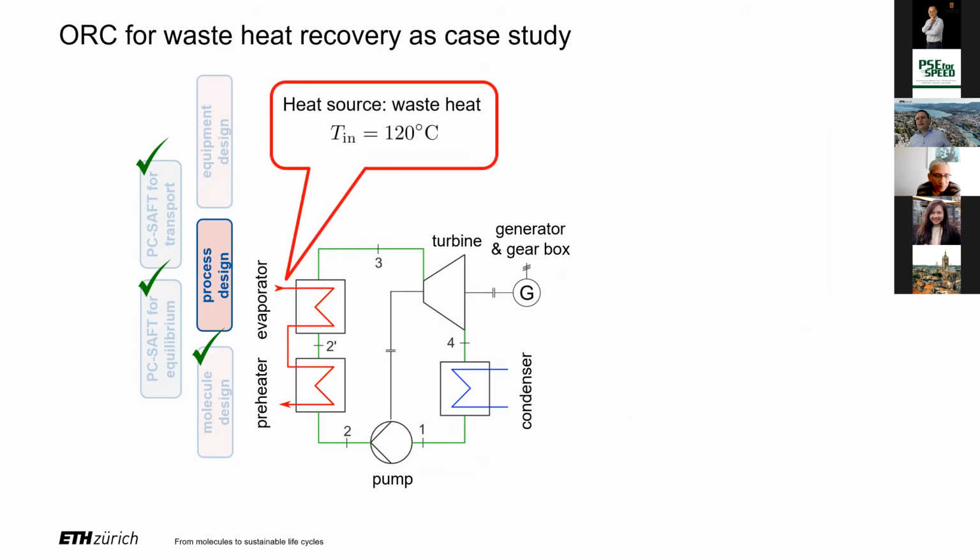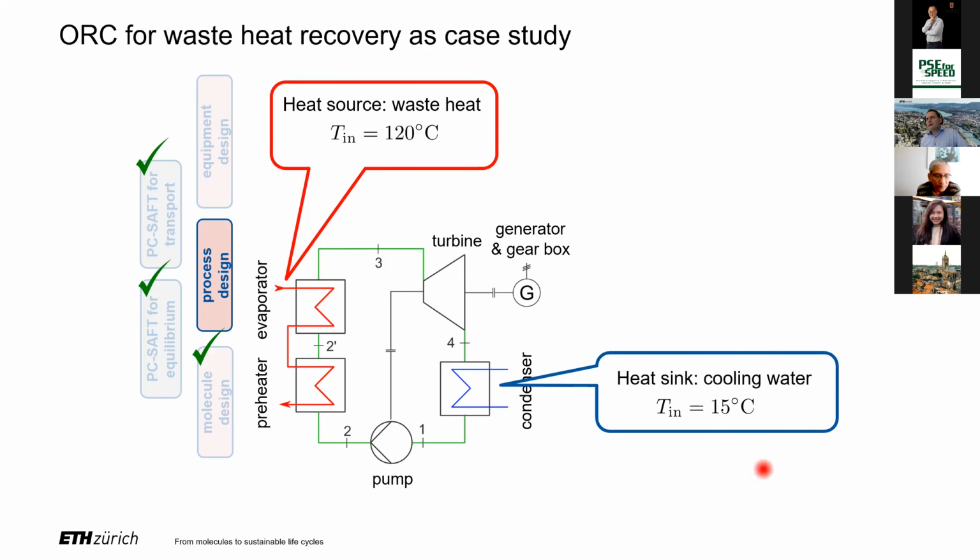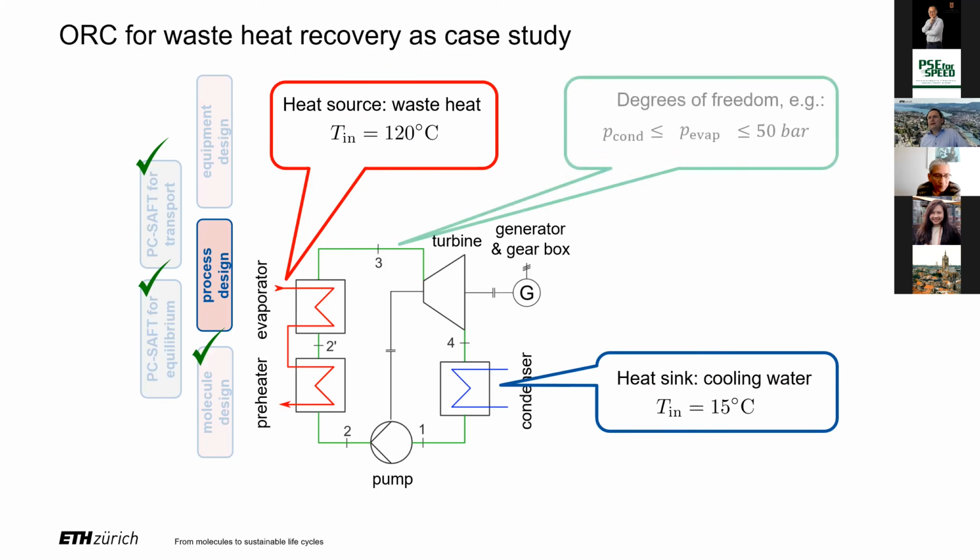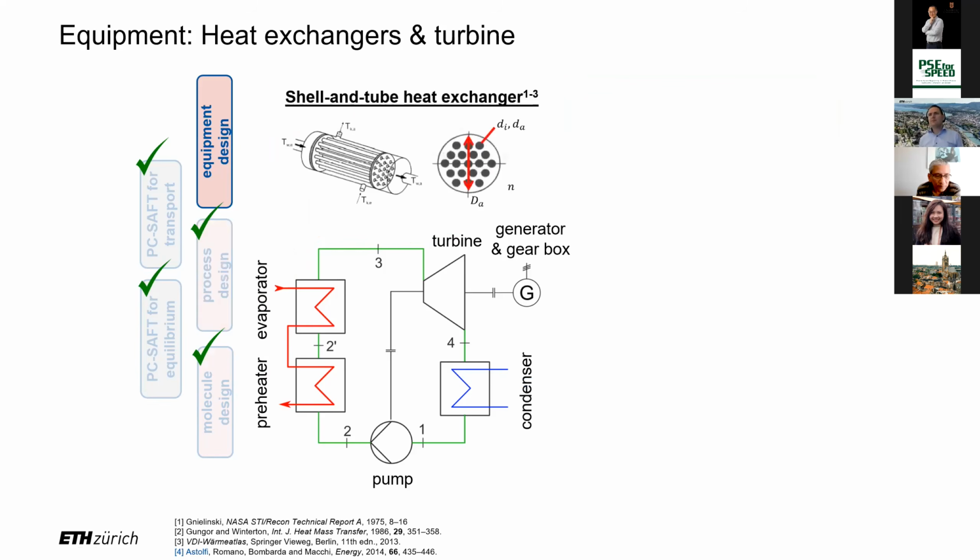And I'll just show you a case study. We looked at a waste heat application where we have heat coming in at 120 centigrade, and we can get rid of it at 15 centigrade. There are a couple of design constraints, as you would have for a usual process design, for example on the pressure. I can write down, and I think you should be able to write down, the mass and energy balances. So we can write down a model for this simple process.